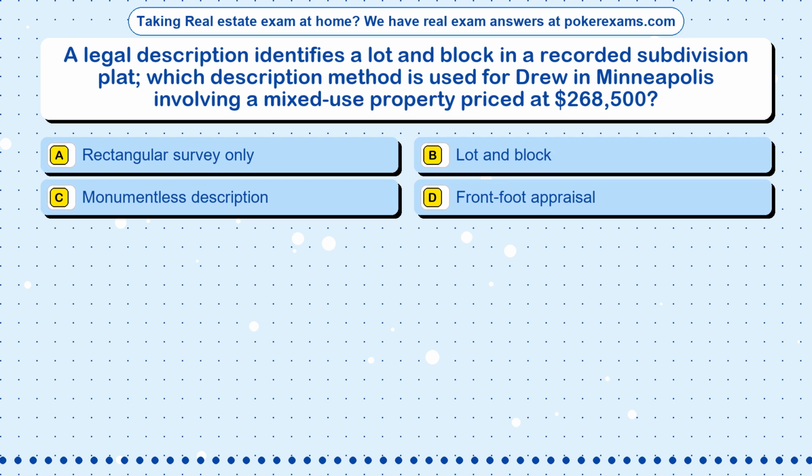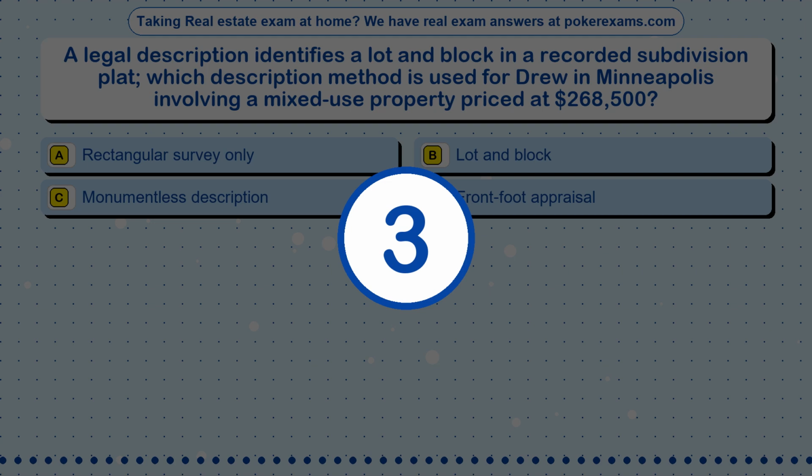Question 46. A legal description identifies a lot and block in a recorded subdivision plat. Which description method is used for Drew in Minneapolis involving a mixed-use property priced at $268,500? Option A. Rectangular survey only. Option B. Lot and block. Option C. A monument list description. Option D. A front foot appraisal.